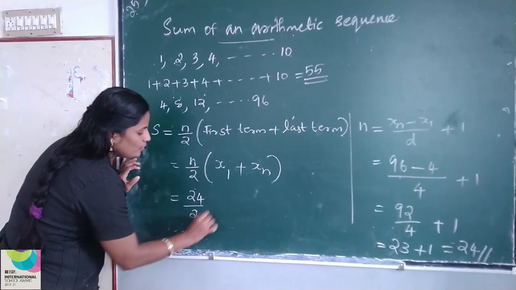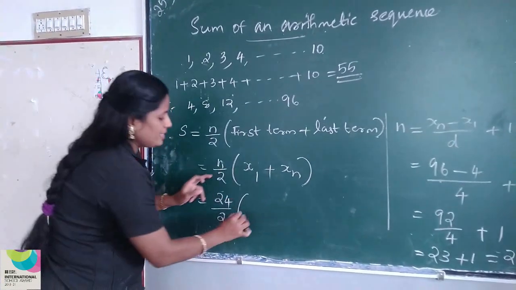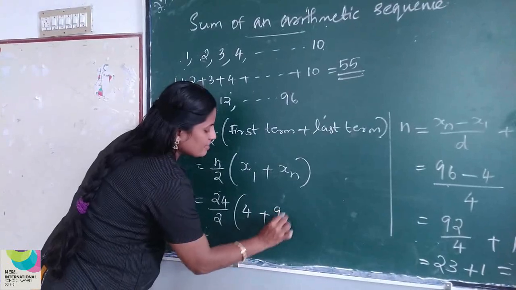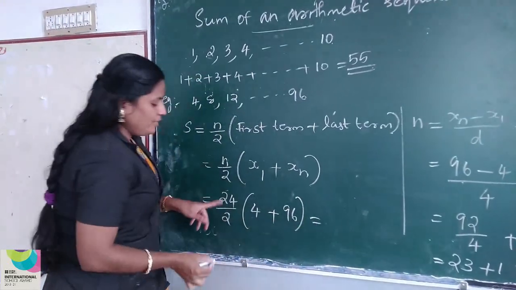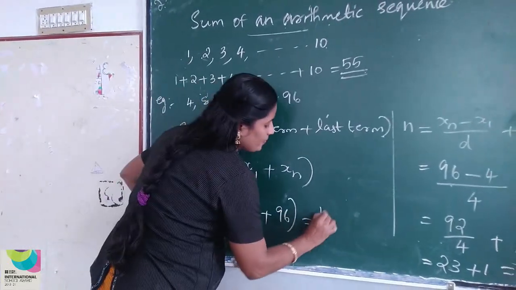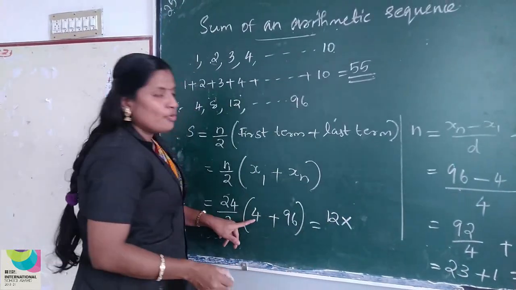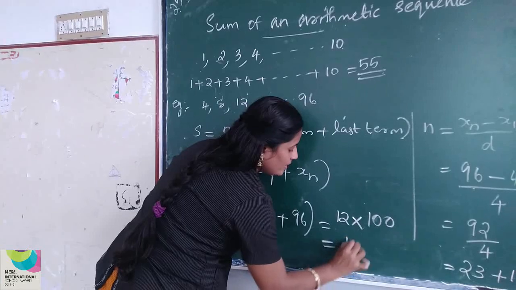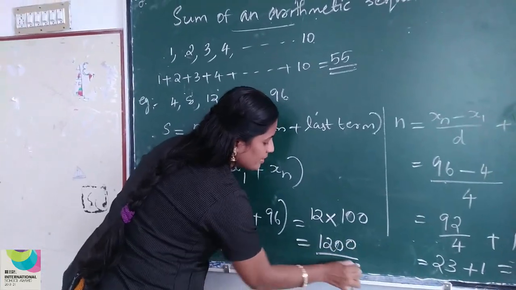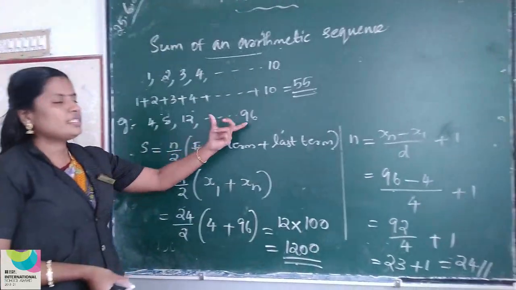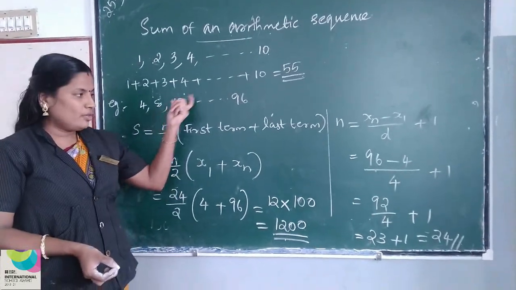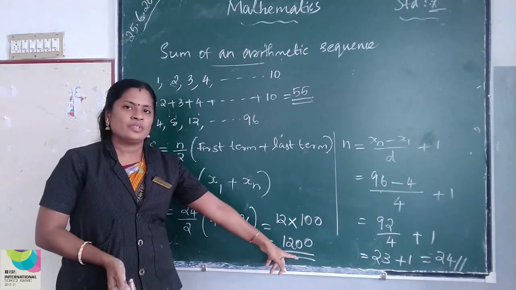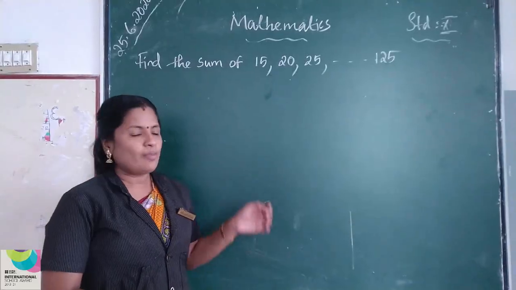24 by 2 into (x1, which is 4, plus xn, which is 96). 24 by 2 is 12. 12 into (4 plus 96), that is 100. So 1200. The sum of this sequence is 1200. Is it clear? Next problem.